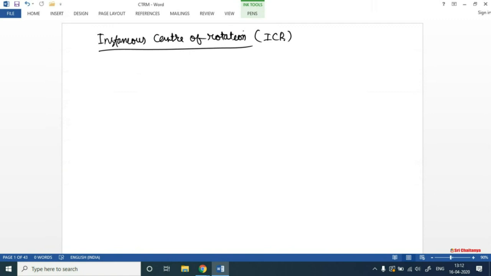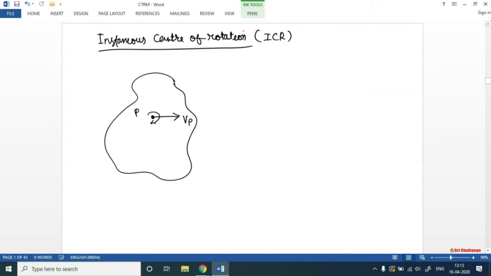Okay, so we are often interested in finding out the instantaneous center of rotation, and we will be looking at its application also. Let's take one simple example of how we define ICR. Let's say we have a body, and we know the velocity of any point on that rigid body. Let's say this is point P, and its velocity is Vp, and the angular velocity of this rigid body is omega. So about point P also it will be omega.